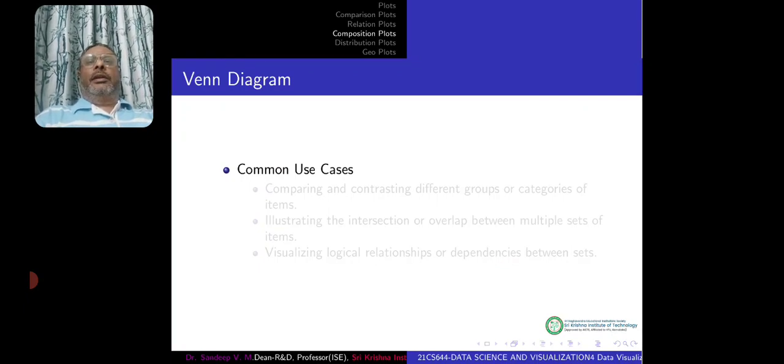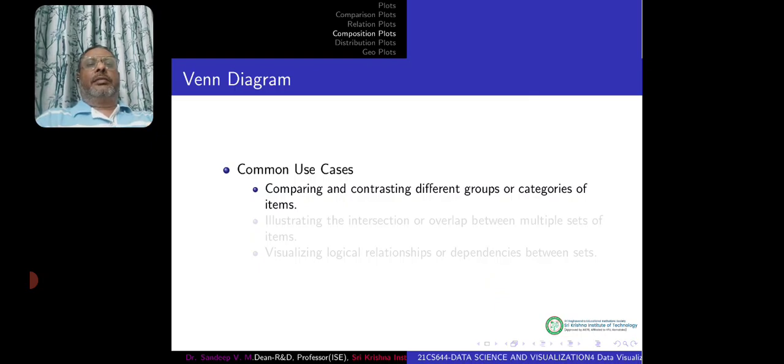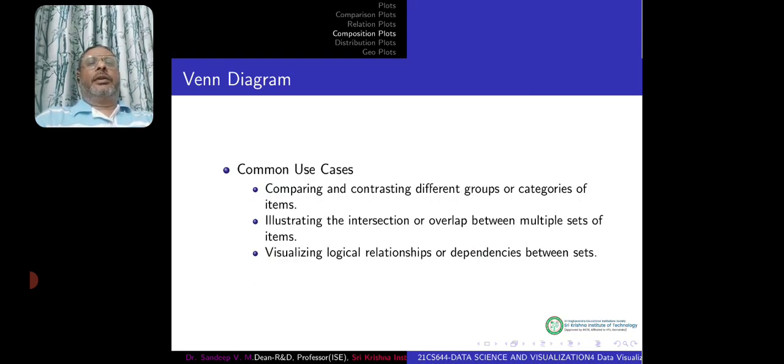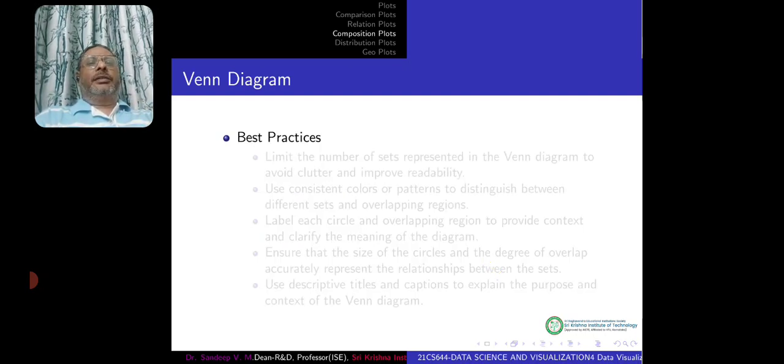So the commonly used applications are when you are comparing and contrasting different groups or categories of items while illustrating the intersection or overlap between multiple sets of items. Useful when visualizing logical relationships or dependencies between the sets.